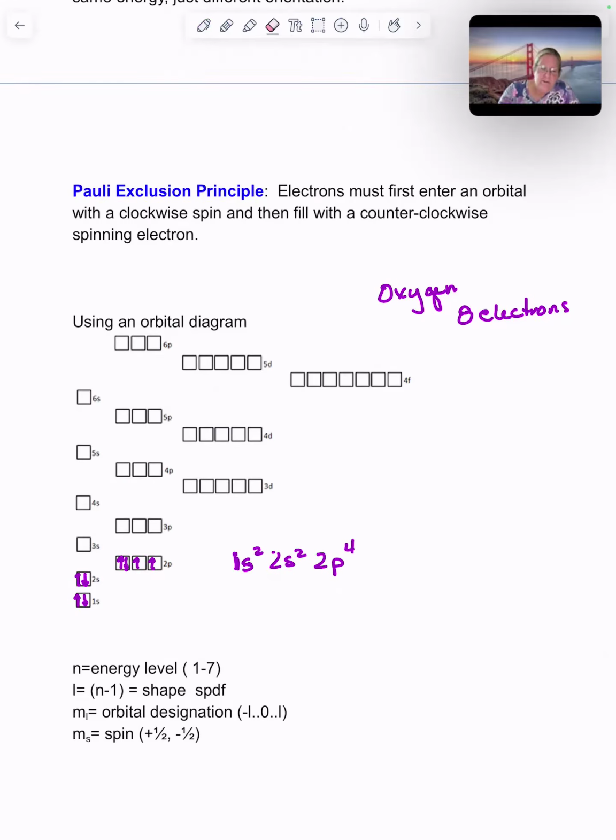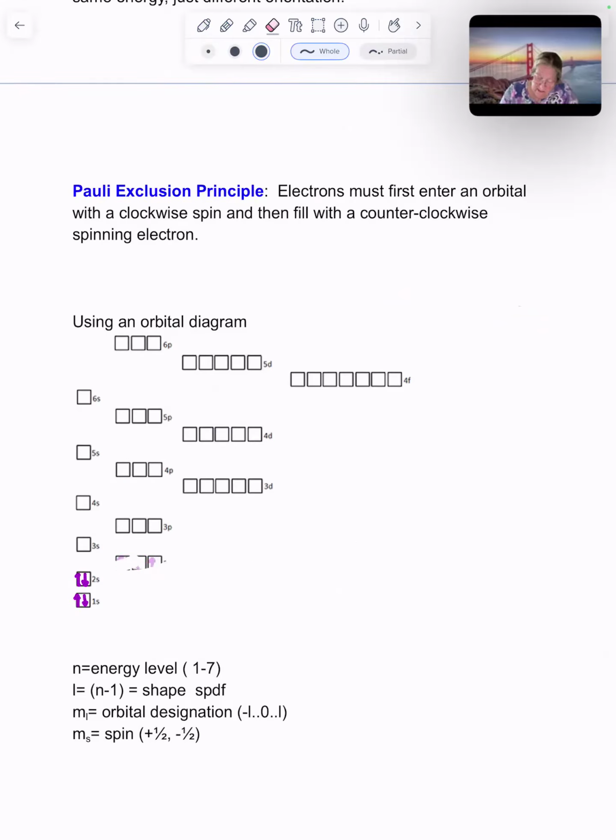Let's try another one. Let's clean this out. Get my eraser to work here. There, we're erasing. Let's clean that all up. Let's pick another element. Let's do magnesium.